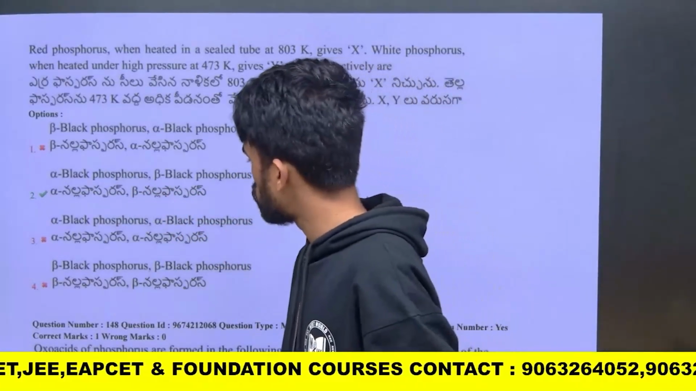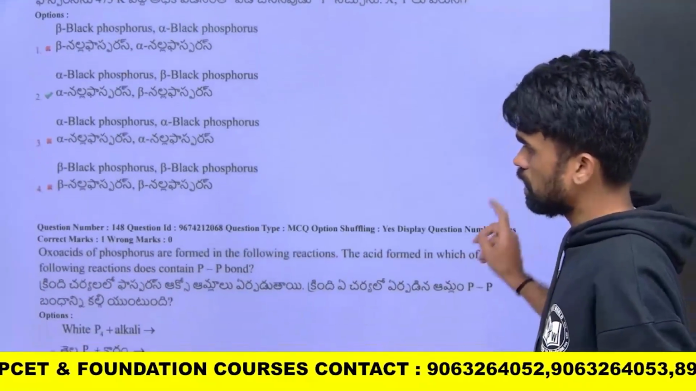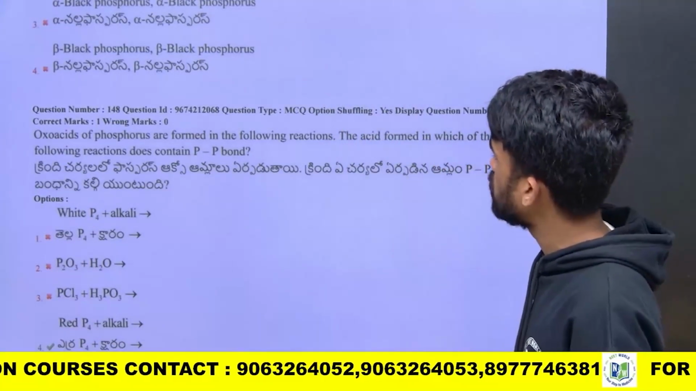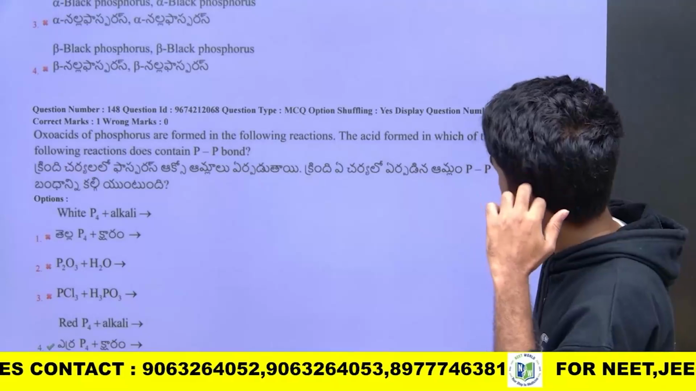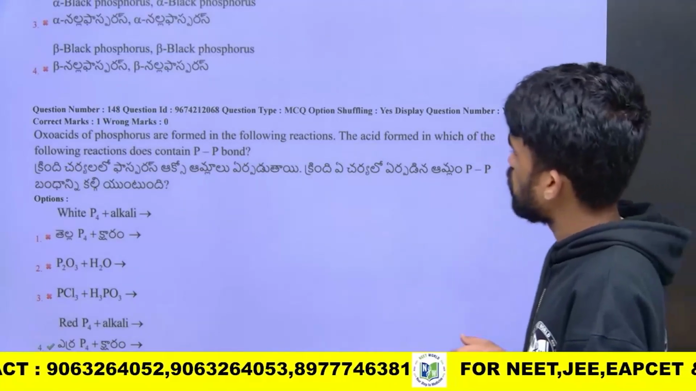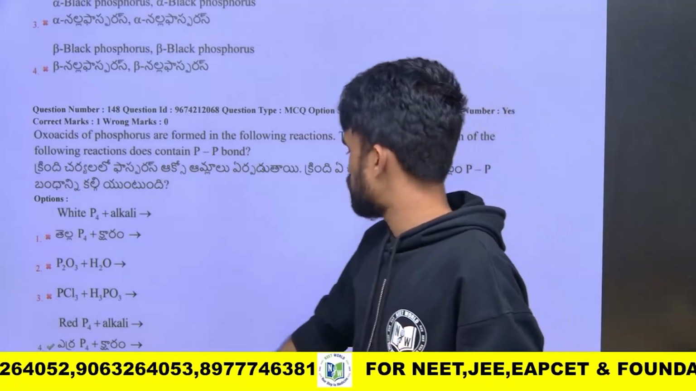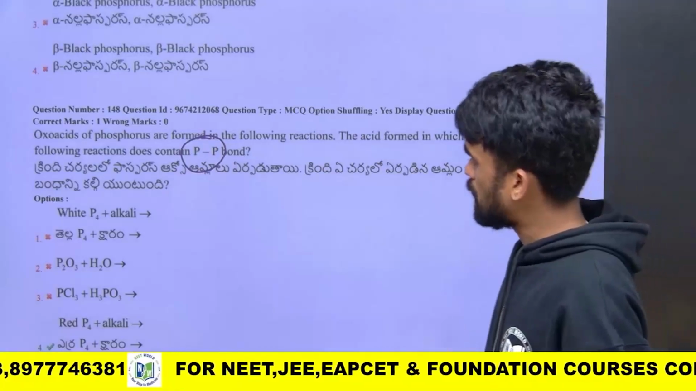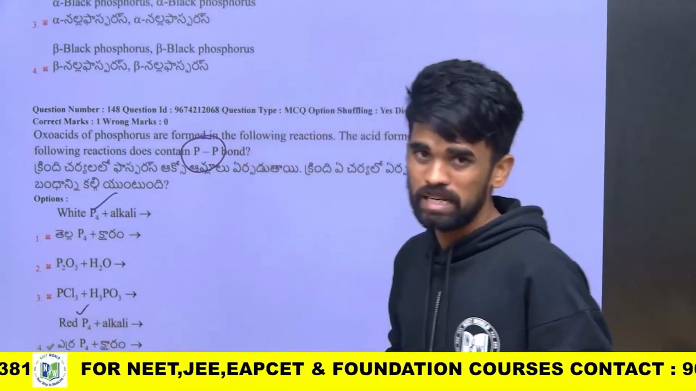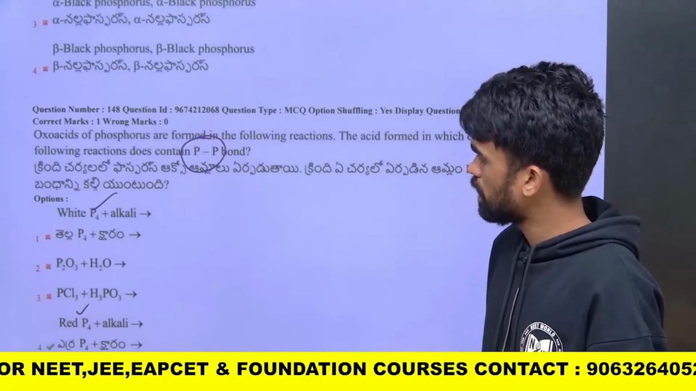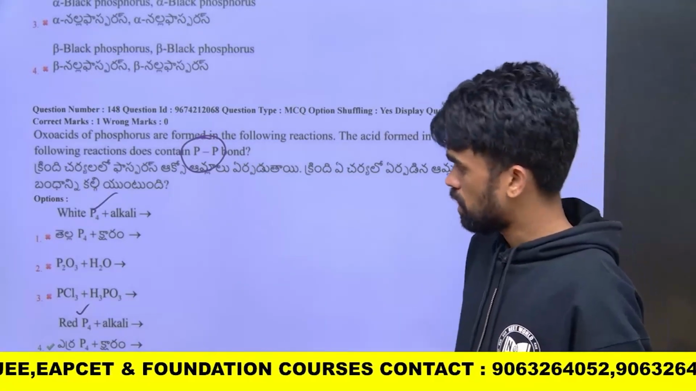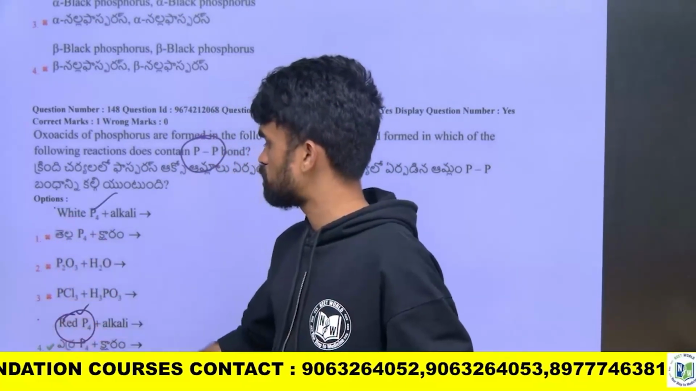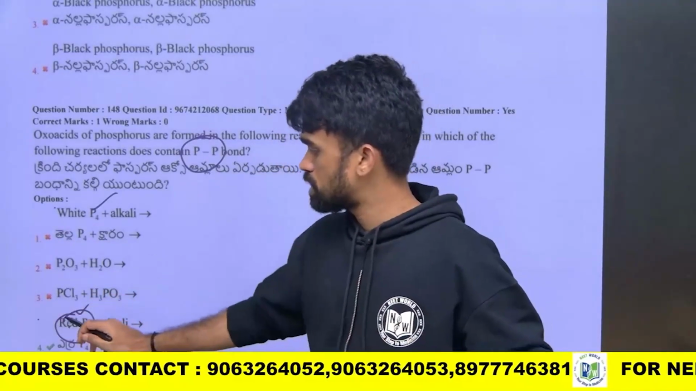For this you can go through black phosphorus in the 15th group, there it will be mentioned. Oxo acids of phosphorus formed in the following reactions, the acid formed in which of the following reactions does not contain a P-P bond. See, white phosphorus is more reactive than red phosphorus, remember this. Red phosphorus is more stable, therefore less reactive.